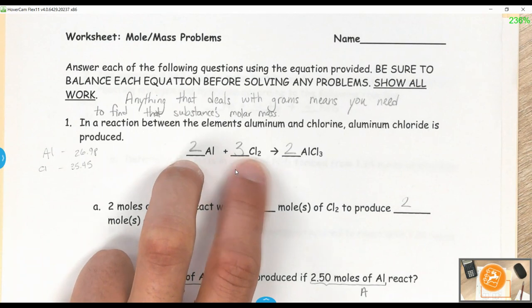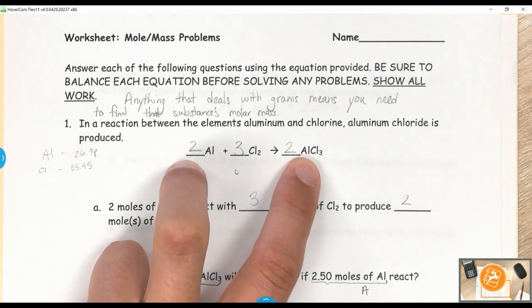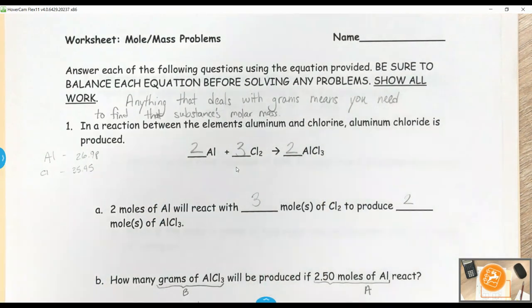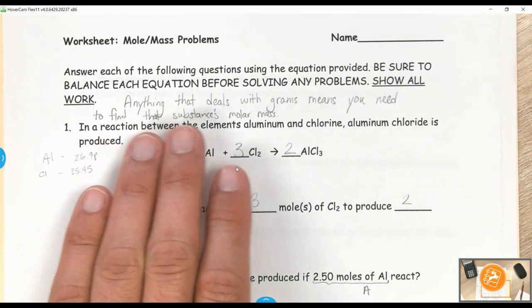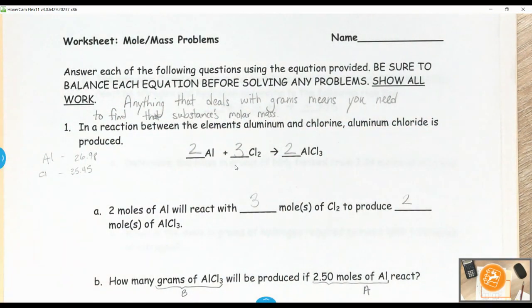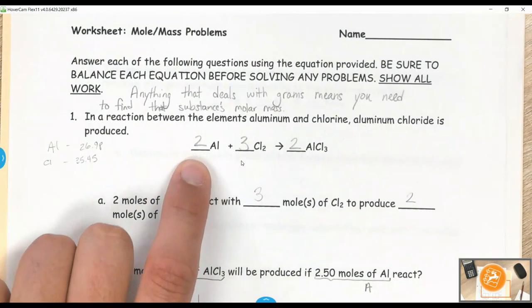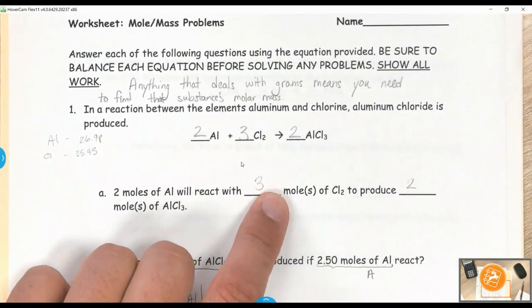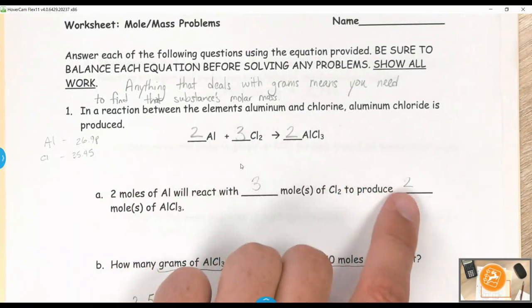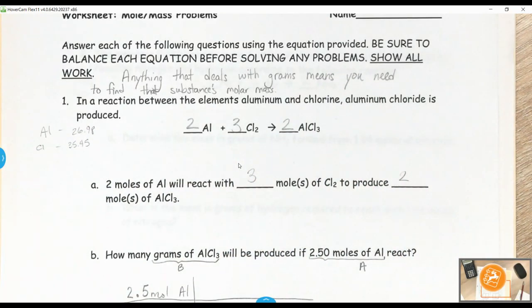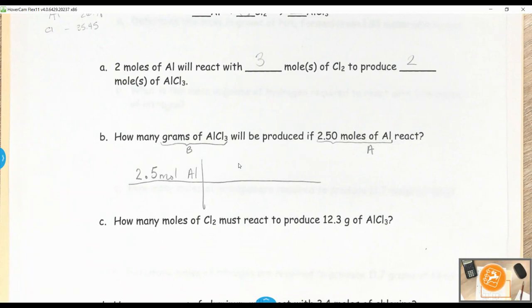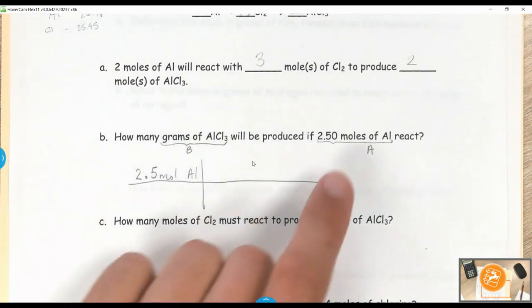2 aluminum plus 3 chlorine is going to give us 2 aluminum chlorides. You need to know that anything that deals with grams is going to require the molar mass of that element or compound. All right, and this was just a quick question. 2 moles of aluminum need to react with 3 full moles of chlorine to give us a complete 2 moles of aluminum chloride. Now here, we need to figure out what is substance A, what is substance B, what we're given, and what we're looking for.